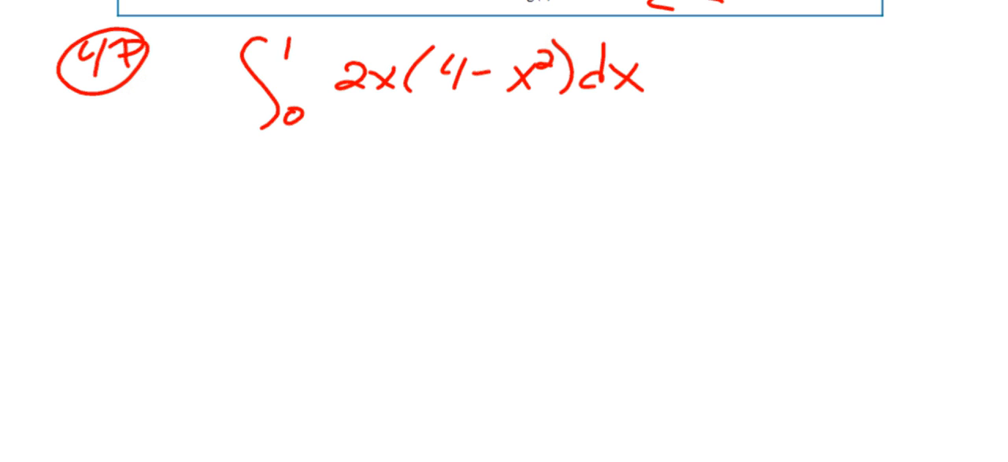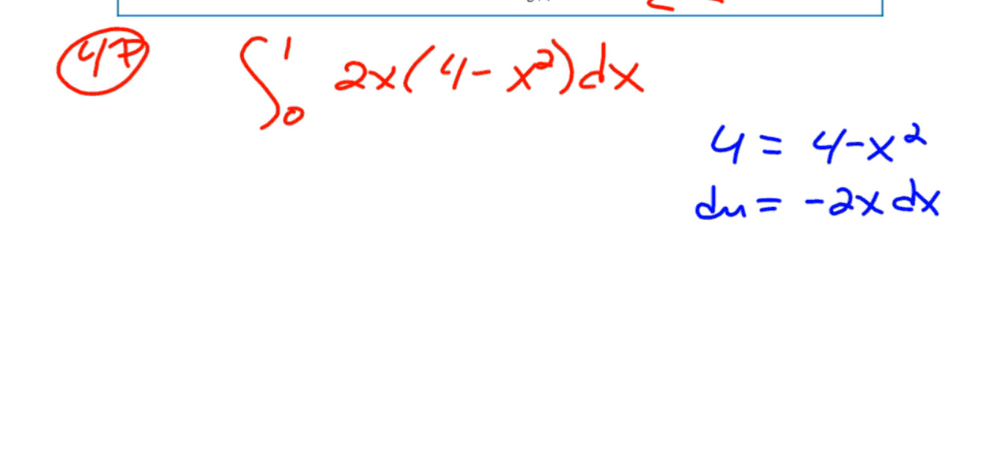So what I'm going to do here is say let u equal 4 minus x squared, and taking the derivative of it, I get negative 2x dx. I have a 2x in my integral. That's good. The only thing missing is the negative. So I'm going to multiply both sides by a negative 1, and now I'm going to do my substitution.